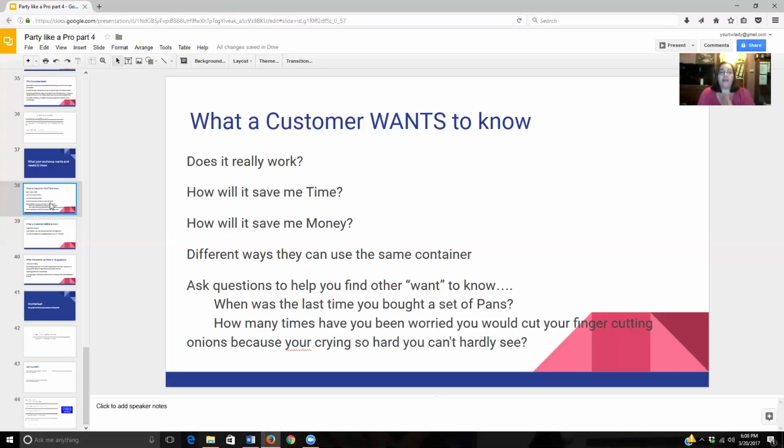How many times have you been worried you would cut your finger because you're cutting up onions and you're crying so hard you can't hardly see? Creating an image in your customer's head is going to help them go back to a time when that was something that was happening in their lives. And here now you're offering them a solution to fit that need. All right.